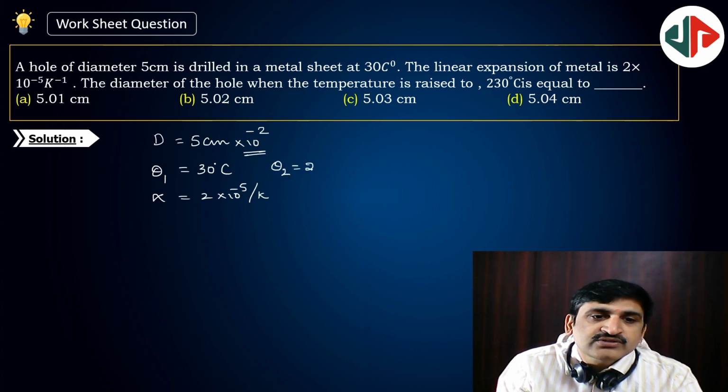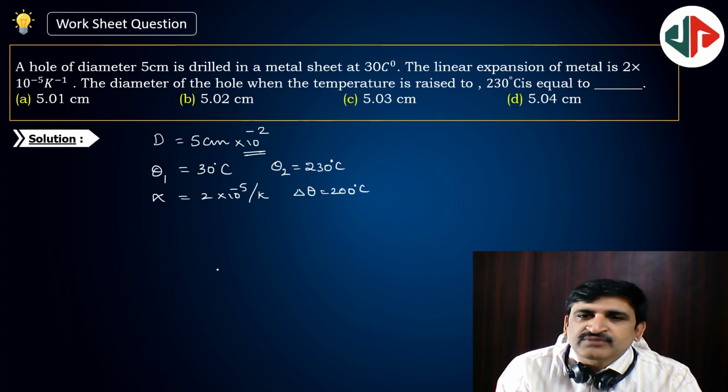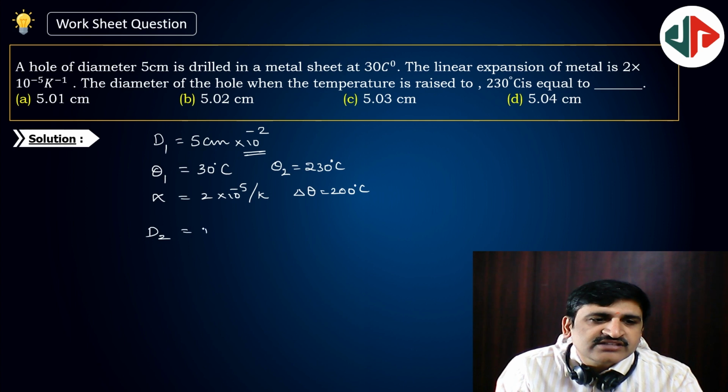Temperature is raised to 230 degrees Celsius. That means the temperature difference is equal to 200 degrees Celsius. Yeah, and he is asking the diameter. This is the initial diameter you can take. Final diameter is equal to initial diameter times 1 plus alpha delta theta.